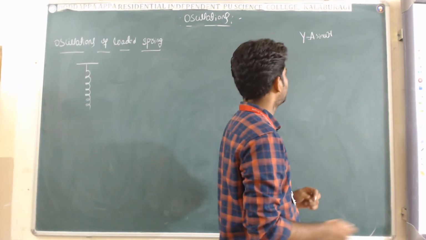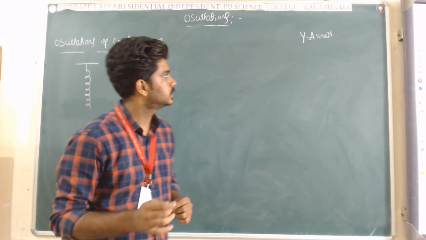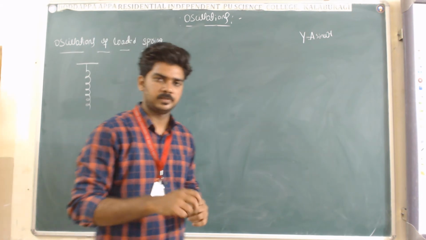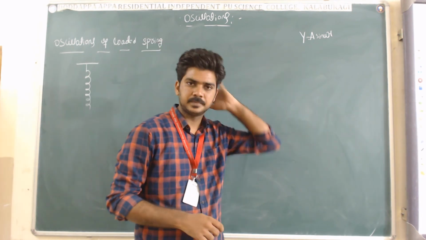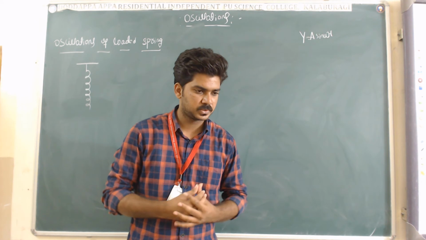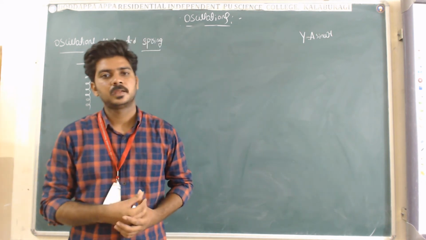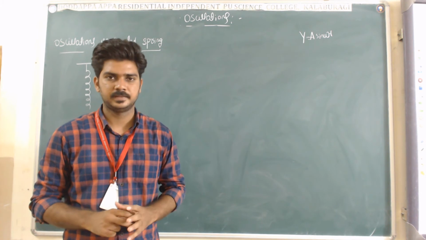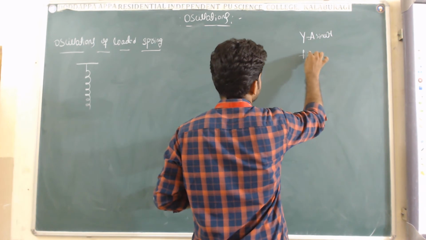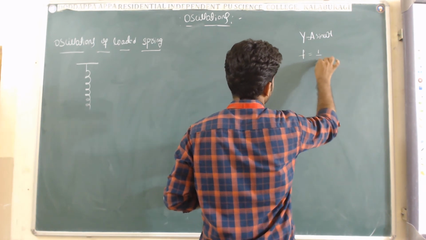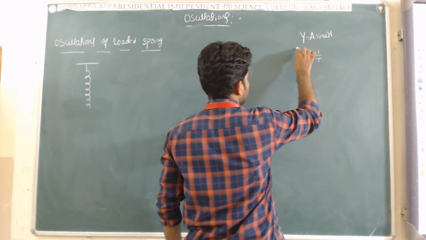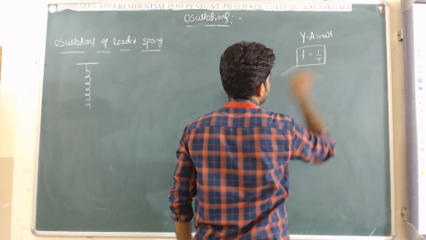One more thing I have to write here is the relation between time period and frequency. Time period is the time taken by the body to complete one oscillation, and frequency is the number of oscillations completed in 1 second. Frequency is always inversely proportional to the time period, or f equals 1 by T. This is the main relation between frequency and time period.